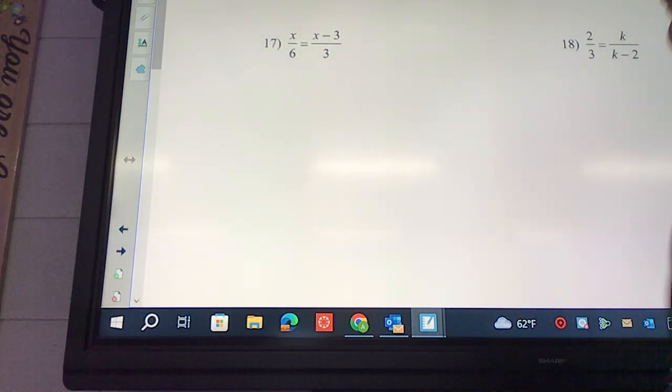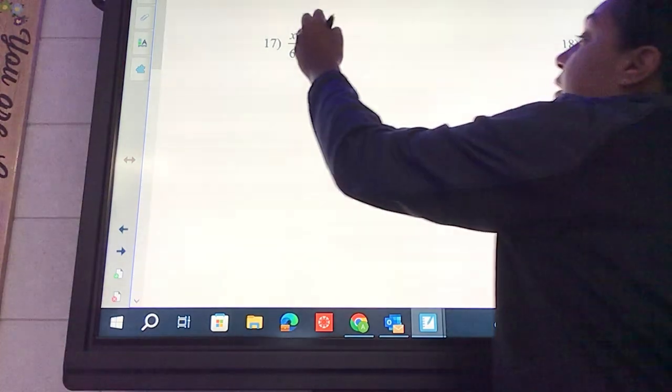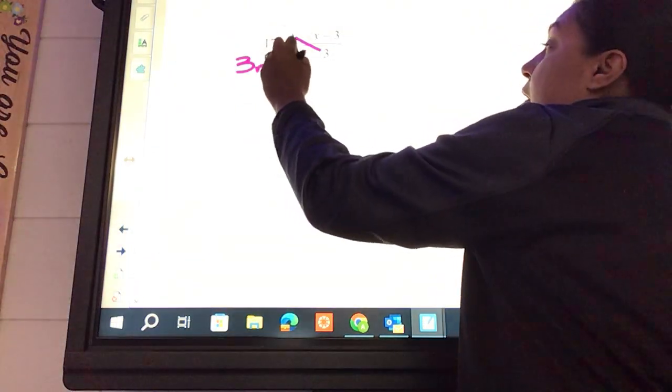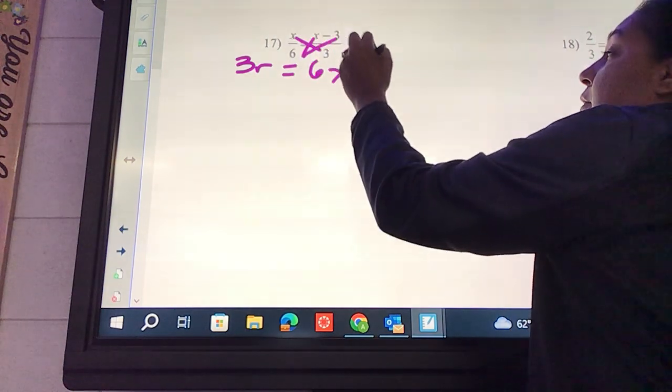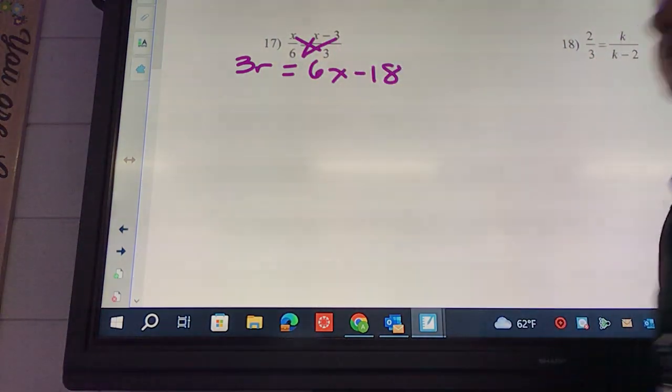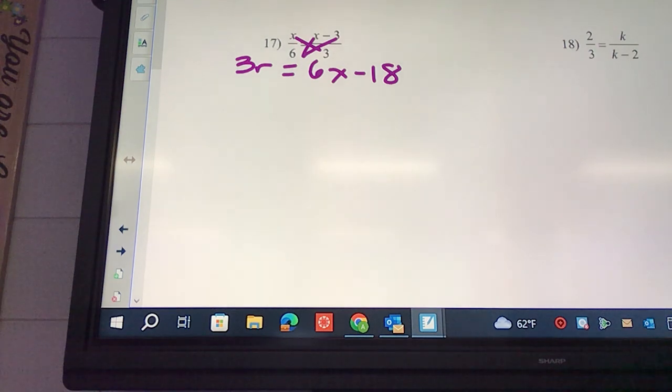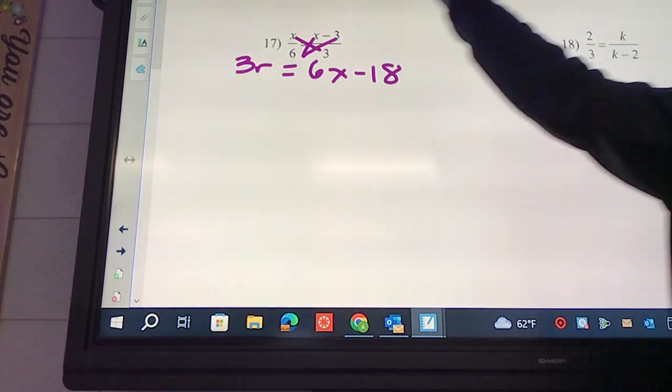Okay, so for 17, I got 3 times x is 3x. Then I got 6 times x is 6x. 6 times 3 is gonna be 18. What the heck? What's wrong with mine? Is they using R instead of X? Yeah, I don't know what I was doing.